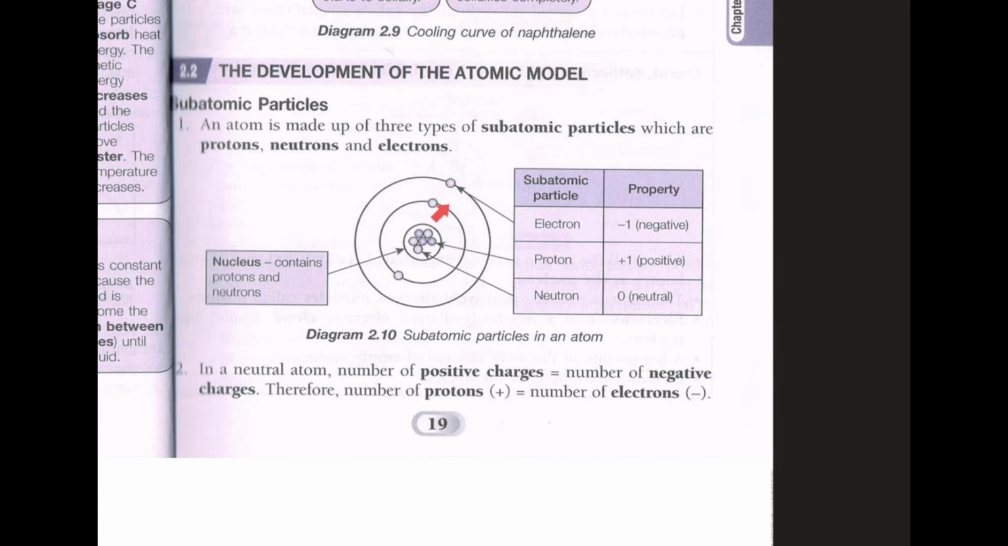So whenever they are on the round or the orbit, we call them electrons. The things on the round here are electrons. At the same time, let's take a closer look.